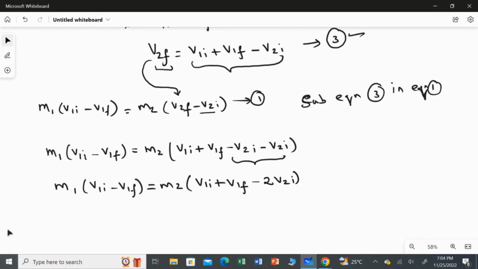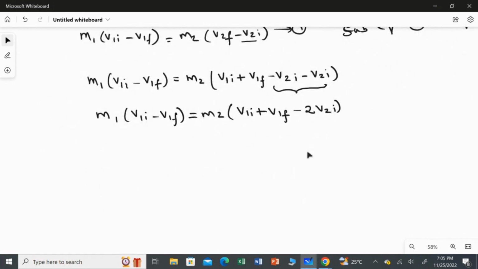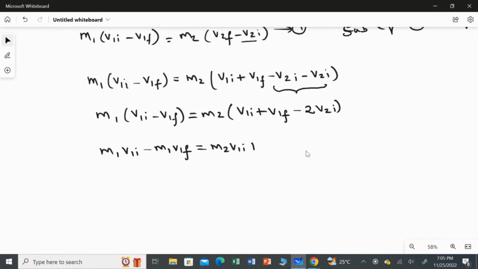Okay. Now what I'm going to do, we have to do another mathematical rearrangement. So we got this equation. Now I'm going to multiply this term inside. If you multiply this M1 inside, what will happen? M1 V1 initial minus M1 V1 final, which is equal to M2 V1 initial plus M2 V1 final minus 2 multiplied by M2 V2 initial, right? Okay.